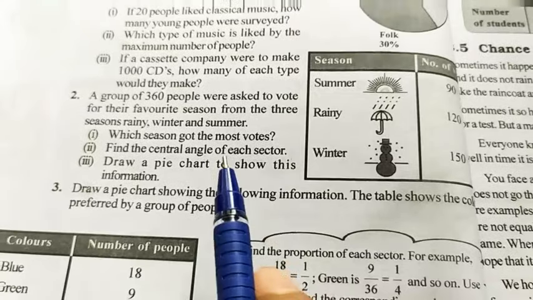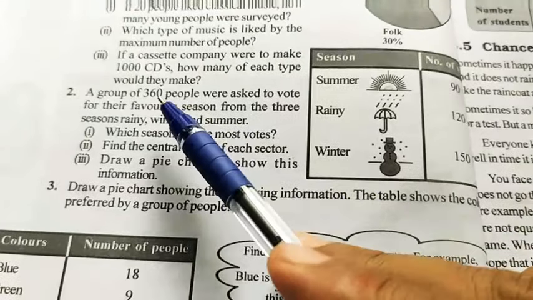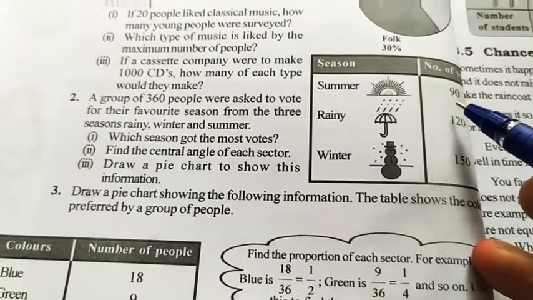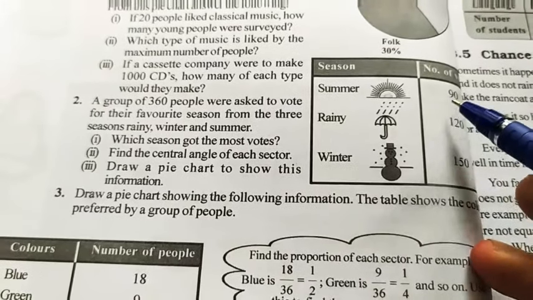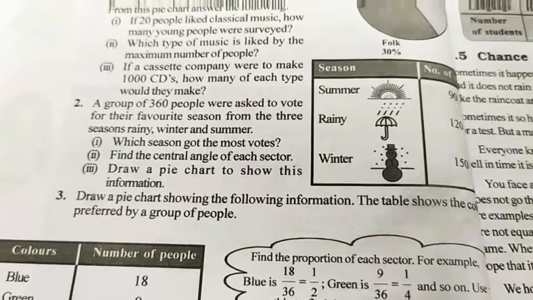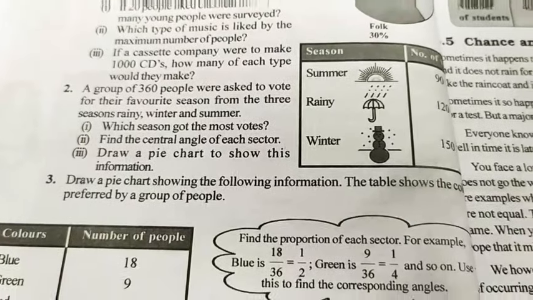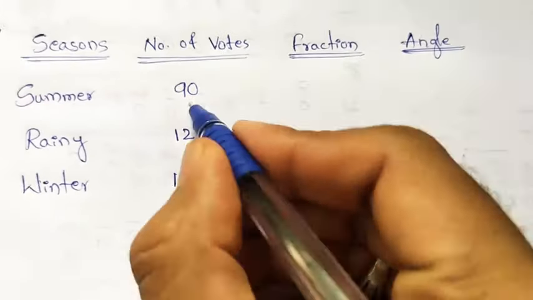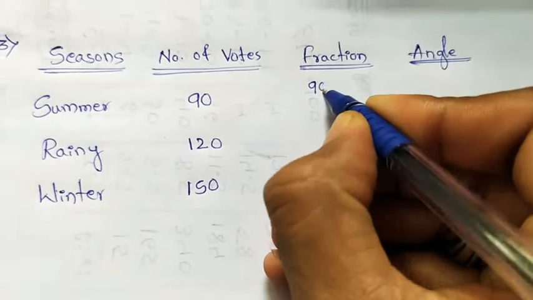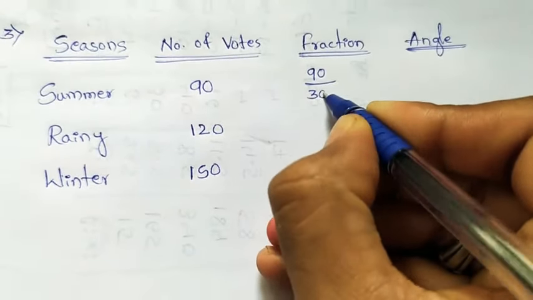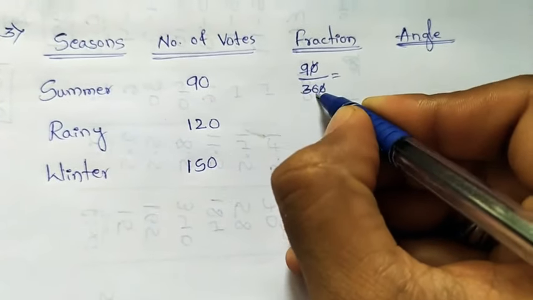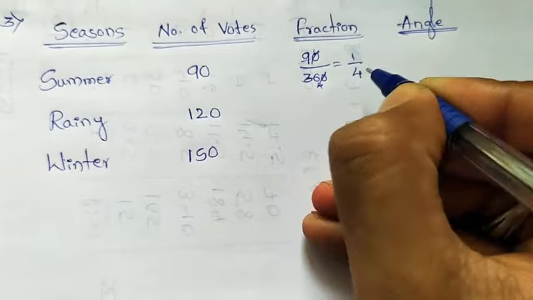Okay, so here they given how many people? 360 people. For each case we have to divide and make them fraction, and afterwards multiply with 360 degree. So like this table you have to make the fraction. So 90 votes out of what? 90 out of 360. So 9 ones are 9, 9 fours are 36. So it will be 1 by 4.